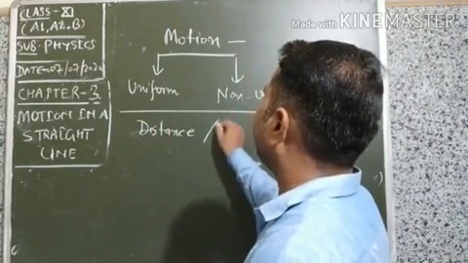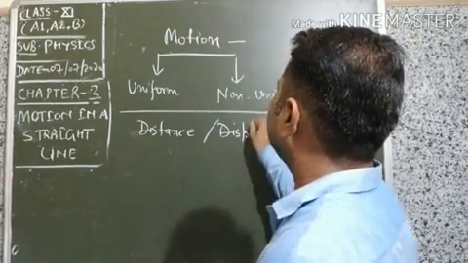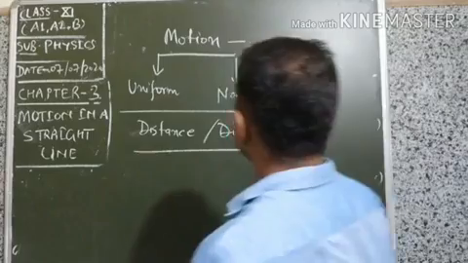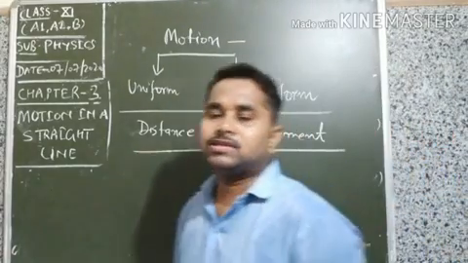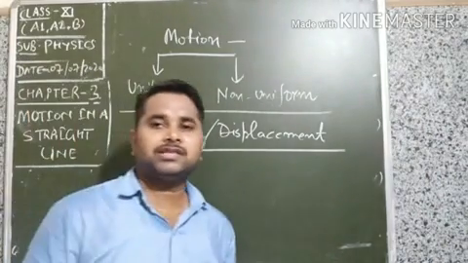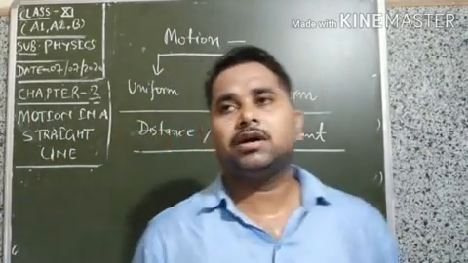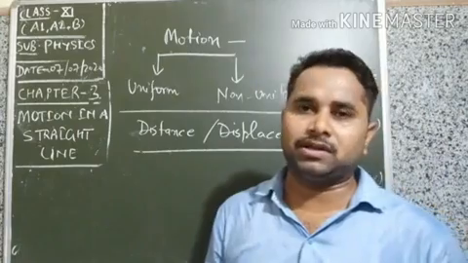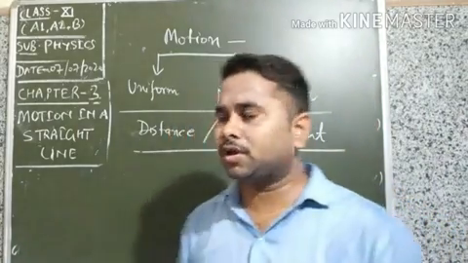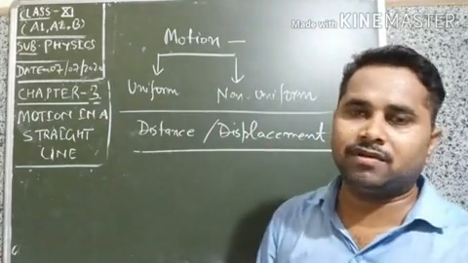Distance and displacement. Let's differentiate these two. Distance means the total traveling path. The length of the total traveling path by the moving body is called distance traveled by the body.